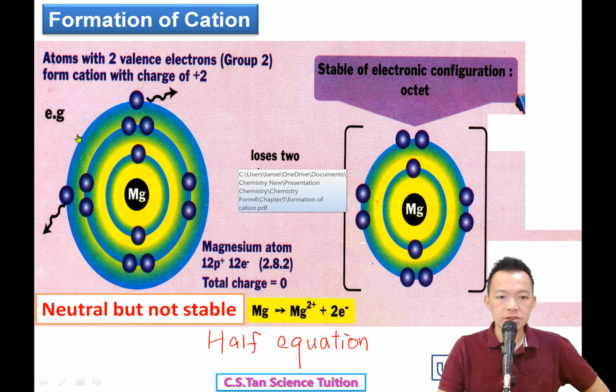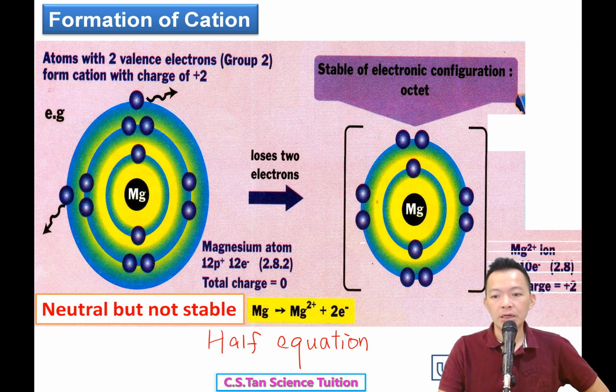When the magnesium lost 2 electrons, okay, finally what happened to the magnesium? It will be 12 protons joined together with the 10 electrons. So proton more than electron, magnesium atom will be charged. When the magnesium atom becomes charged, we don't call it atom anymore, we call it magnesium ion, 就叫它 magnesium 的离子。Okay, so now what happened to the magnesium?